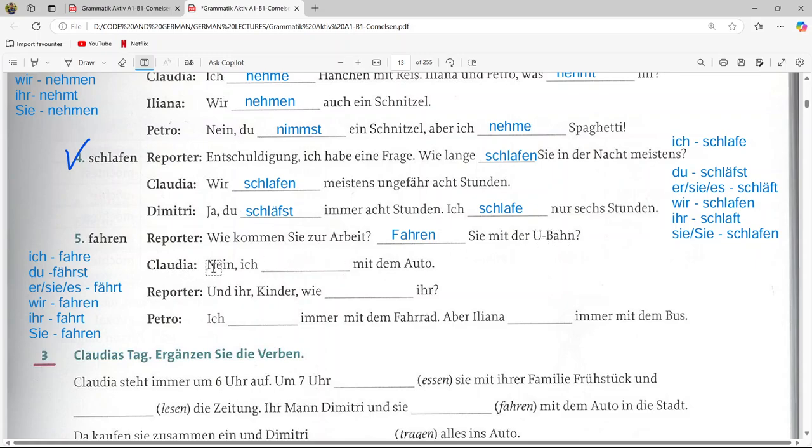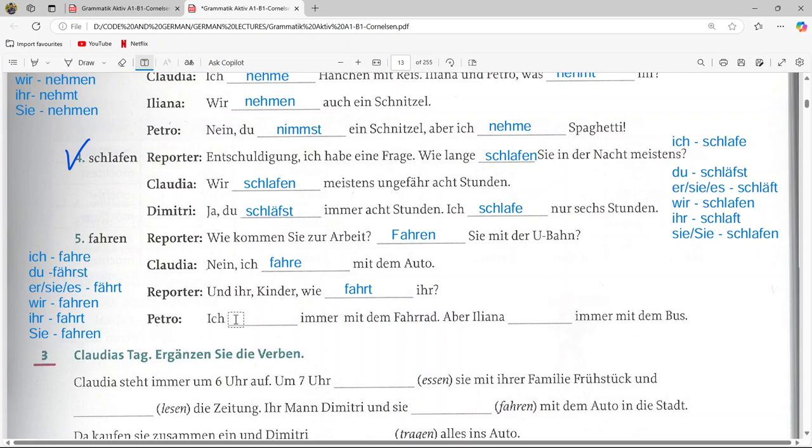And Claudia is saying, nein, ich. So ich is here, so ich will be fahre. Ich fahre mit dem Auto. So I travel by car. Reporter is saying, und ihr Kinder, so and your kids. So ihr is here, so ihr is for you all, it will be fahrt, right? So wie fahrt ihr? So how do your kids travel?